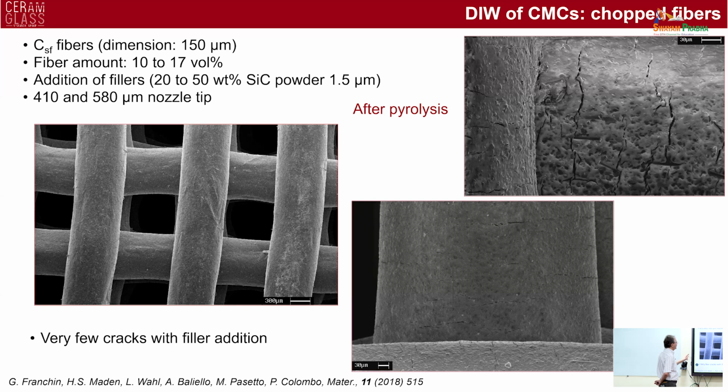And you can see that after pyrolysis, basically there are no cracks in the material. I mean, if you go and look, you can find some minor cracks, but the system is much better than before. You can see here the silicon carbide particles well distributed within the ink, and you can see some fibers as well.